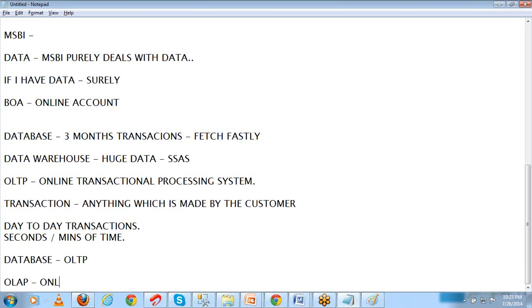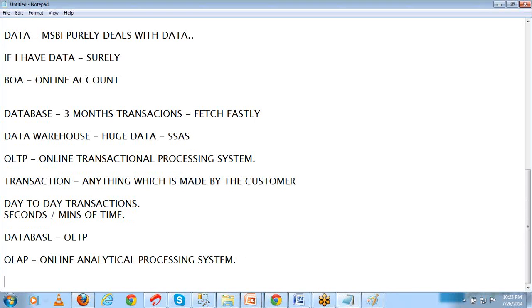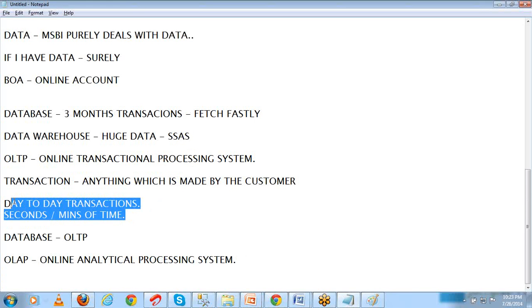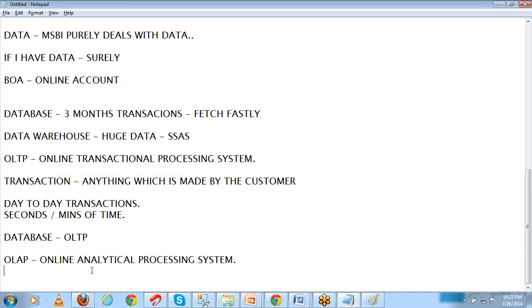Next, coming to OLAP, the online analytical processing system. What does it deal with? I told you OLTP is about day-to-day transactions. This is going to deal with historic data. What is historic data? Historic data means old information or old data.